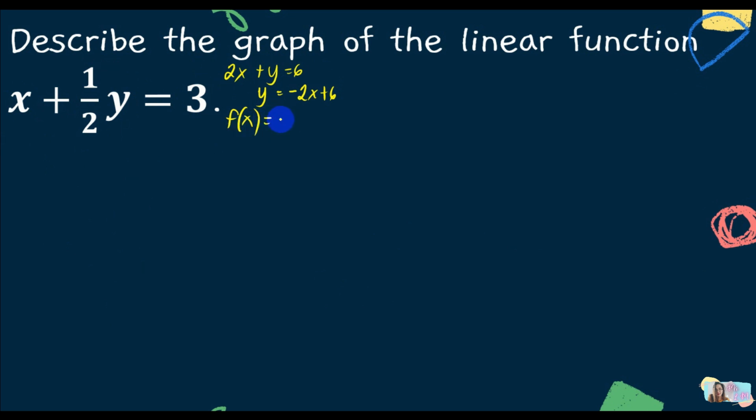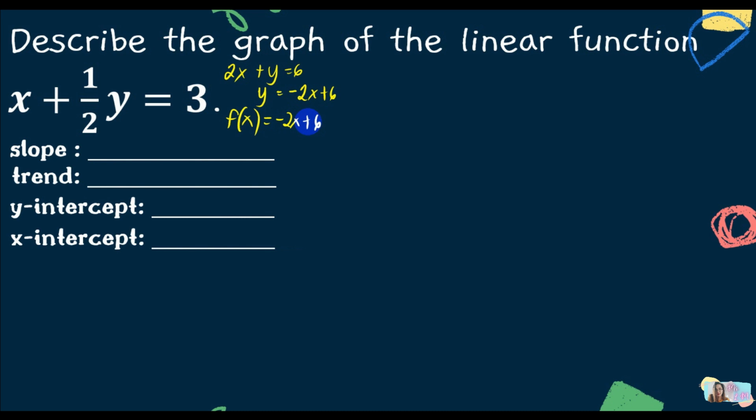So, f of x is equals to negative 2x plus 6. And from this equation, pwede na po nating ma-identify ang slope, ang trend, at ang y-intercept. And also the x-intercept using the original equation given. So, for the slope, ano po yung numerical coefficient ng ating x?